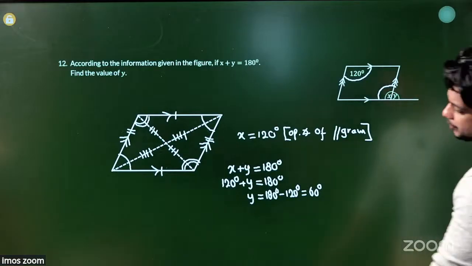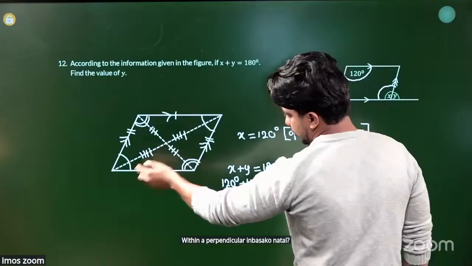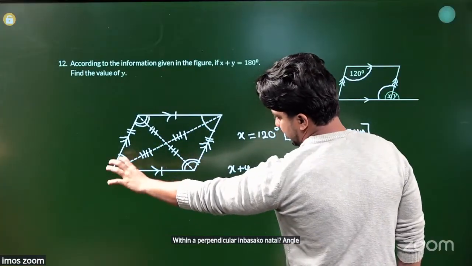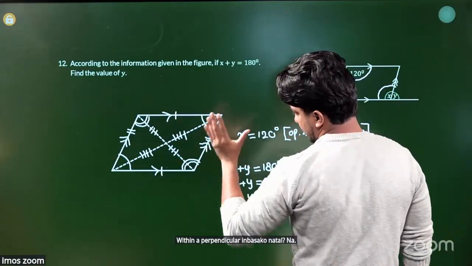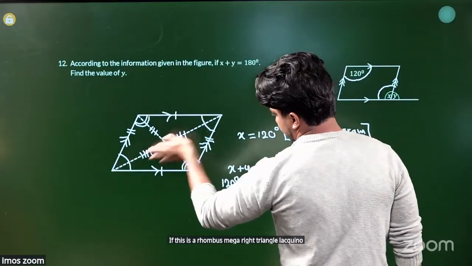If this is a rhombus, මේක right angle එකක් වෙනවා, perpendicular වෙනවා, and it becomes an angle bisector. මේ normal parallelogram එකේ වෙන්නේ නැහැ.